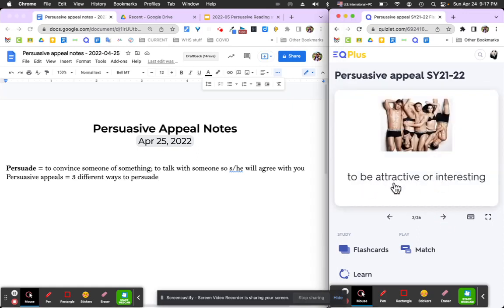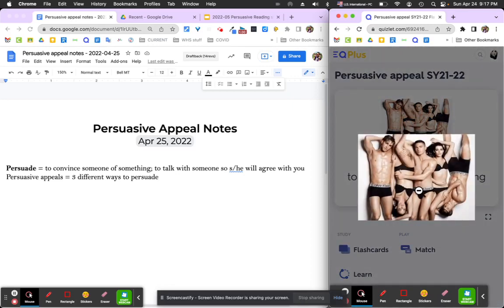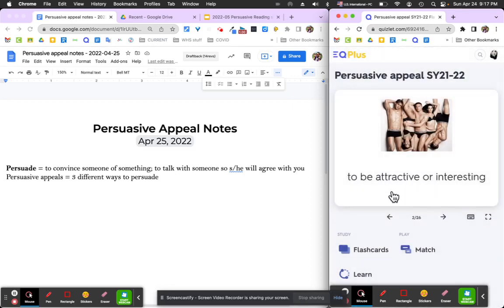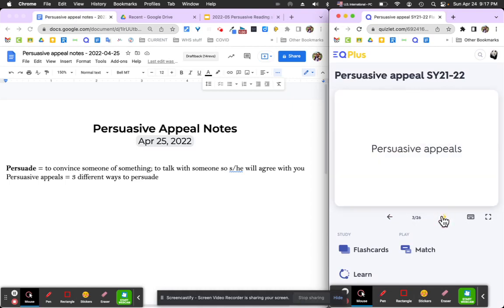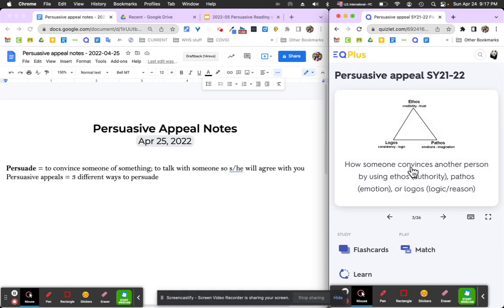an appeal is to be attractive or interesting. This is sex appeal, obviously. There's a lot of sex appeal in this picture. It's appealing to your sexual drive. But persuasive appeals is how someone convinces another person by using these three appeals. So three different ways to persuade, and we're going to go over these three ways. So here are your three different ways.